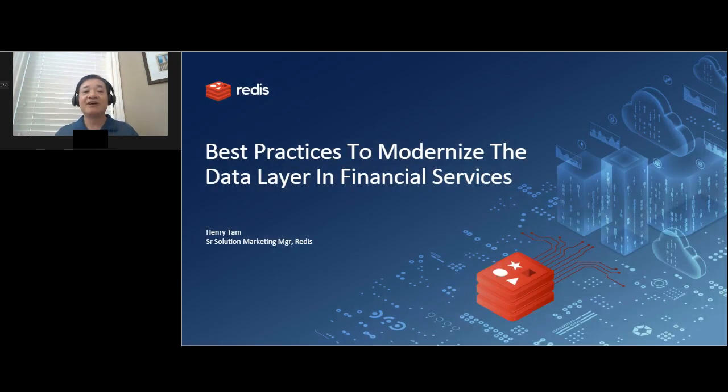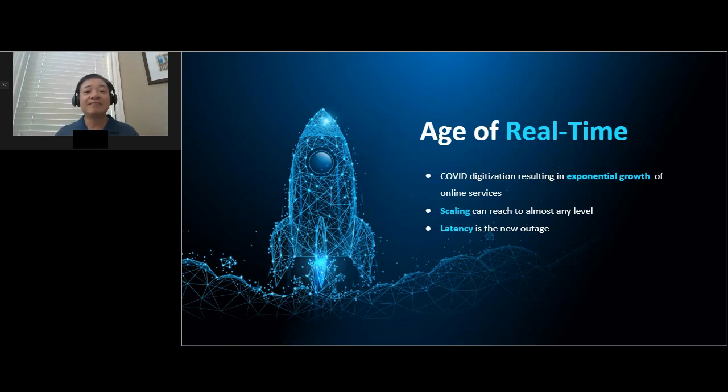So before I start on my presentation of how Redis plays a part in this modernization journey, I want to talk a little bit about the age of real time. You heard David talk a lot about needing real-time data accessibility, and I think we all have felt or know that COVID has driven an exponential growth in online services. We've heard from some customers that their digital transformation roadmap was accelerated from a 5 to 10 year plan to a 1 or 2 year plan to keep up with this changing use of online, whether it's from customers or remote employees.